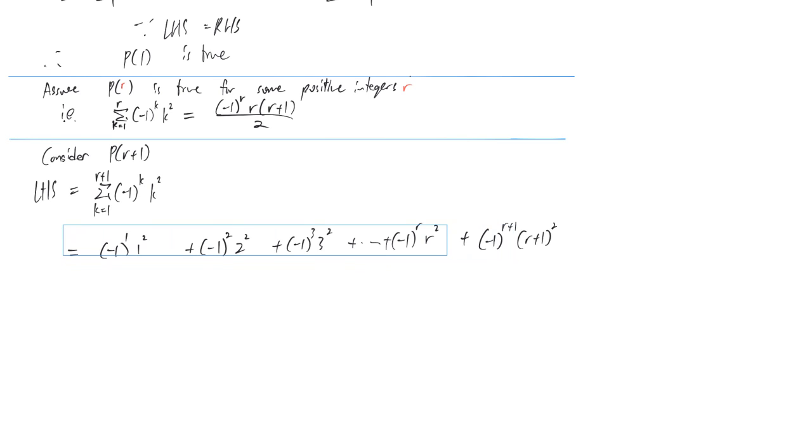The first r terms here basically are your assumption part. So you are going to replace these r terms by using this result, your assumption. So that's why it's -1 power of r times r times r plus 1 over 2, and then plus this one. At this moment, if you don't know how to handle it, maybe we extract the common factor 1 over 2.